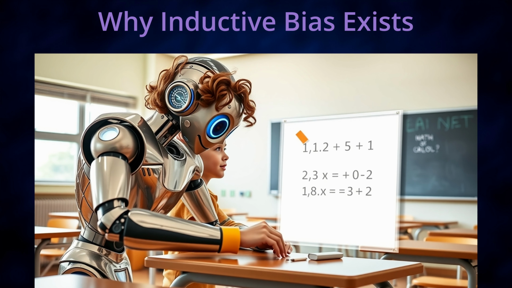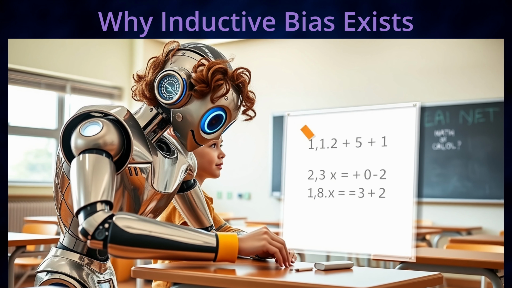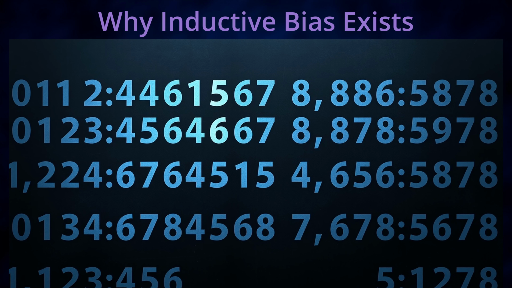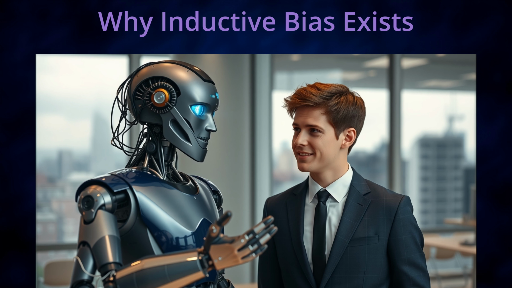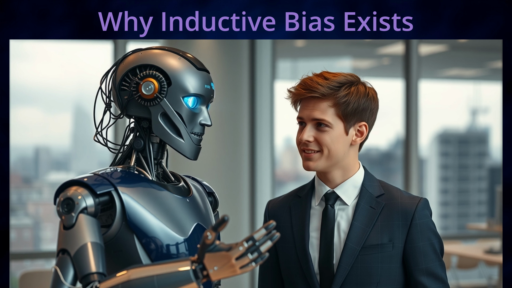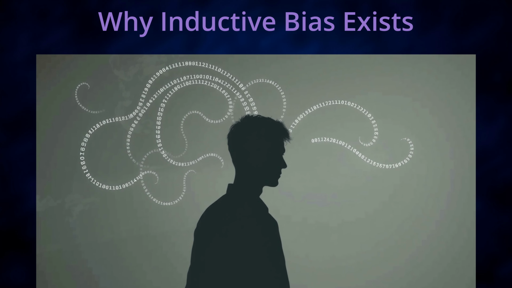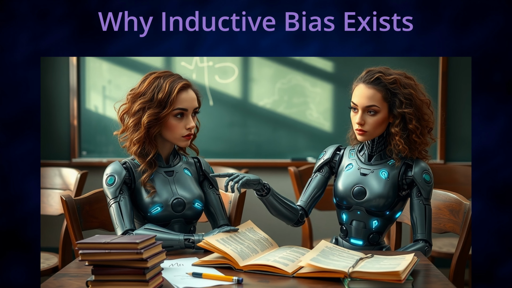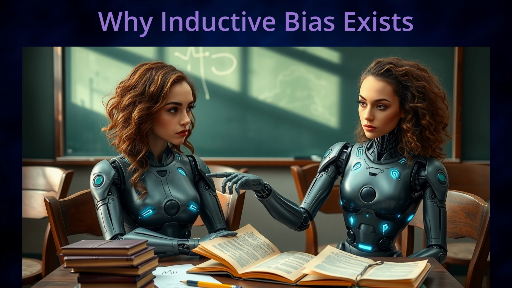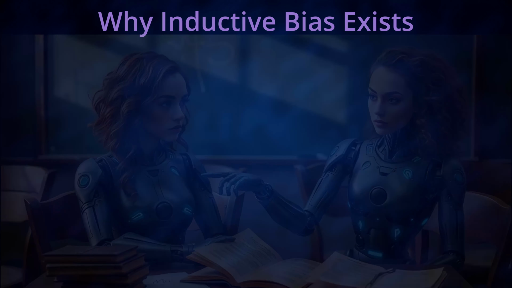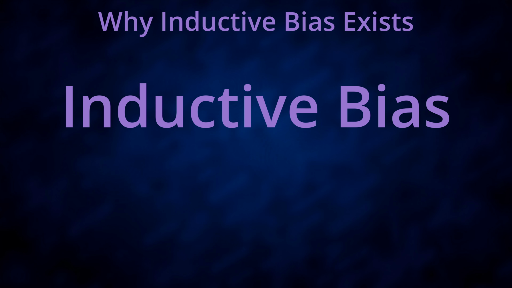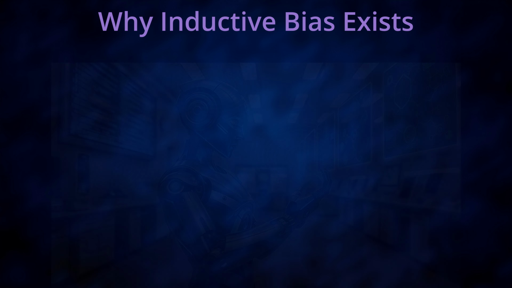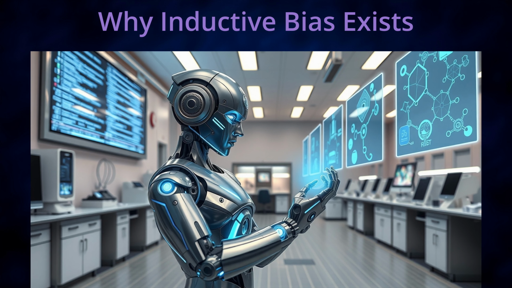Artificial intelligence learns from patterns. But here's the twist. Data alone is never enough. If an AI was allowed to consider every possible pattern that fits a dataset, it would find billions of explanations, most of them absurd. So we give it a nudge, a preference, a built-in guideline about what kinds of patterns are more likely to be true. That nudge is inductive bias. It's the AI equivalent of intuition, not magical intuition, but mathematical, structural, programmable intuition.